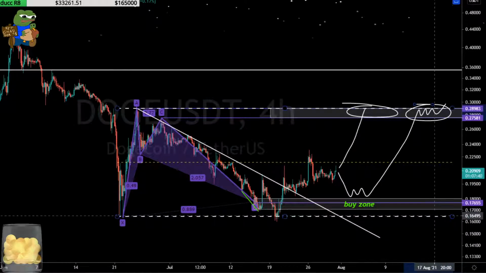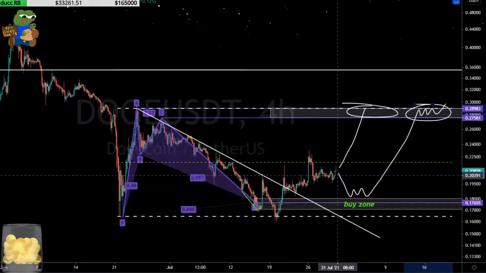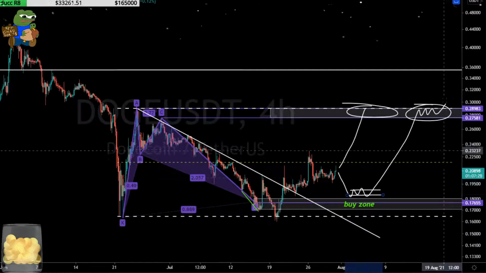Right now you're at 20 cents. So at 20 cents, if you get some dip, you can add to it or build a position if you don't have one.